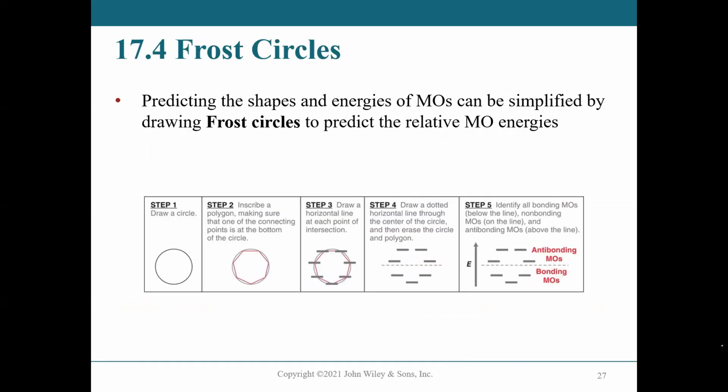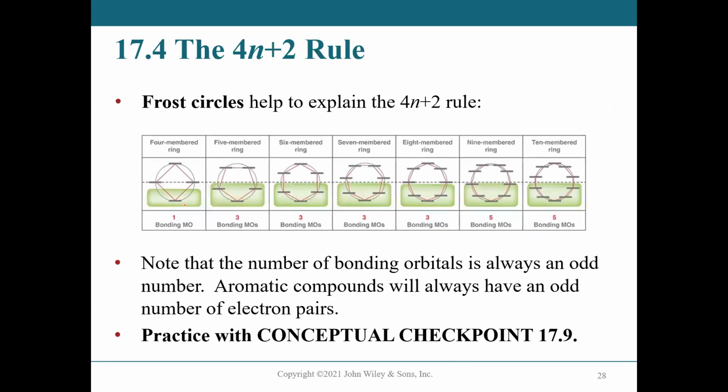It says predicting the shapes and energies of molecular orbitals can be simplified by drawing Frost circles to predict the relative MO energies. I never really got too much into this, but they just show this to you. It says for a 4-membered ring, you have a bonding molecular orbital for a 5. It's kind of interesting.